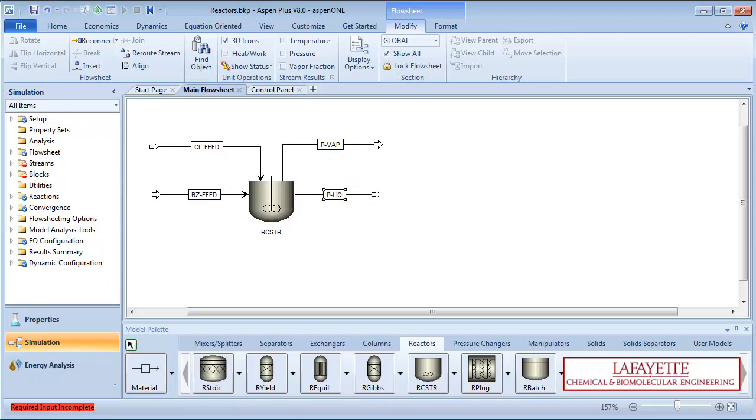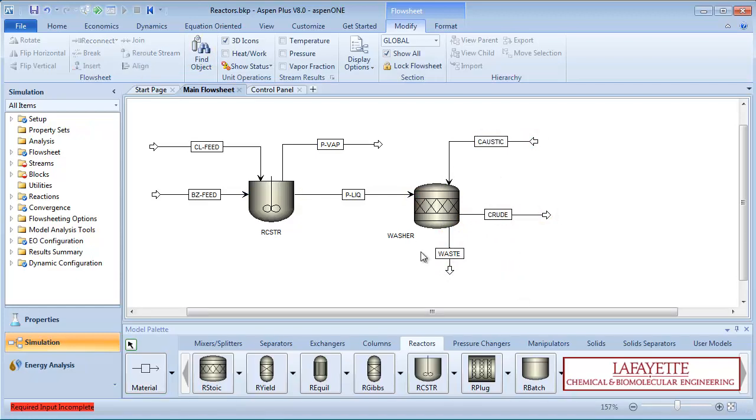A small amount of hydrogen chloride will dissolve in the liquid product stream, and if left unattended, will corrode downstream unit operations. To remove this corrosive agent, we will use a washer unit to neutralize the hydrogen chloride with sodium hydroxide. To model the washer unit, create an R-stoic model. Connect the liquid product stream from the main reactor to the washer, and add a caustic feed stream. There will be a waste stream in which the neutralized salt will exit, and a crude process stream which will continue on to the separator units.